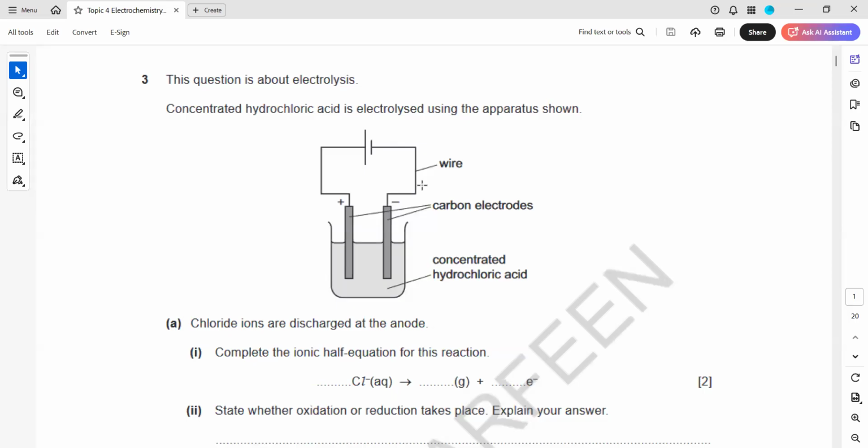So this is a classified topic 4 questions related to topic 4. You don't find too many questions from this topic, the electrolysis. So the first one, this question is about the electrolysis of concentrated hydrochloric acid. So we have hydrochloric acid and we did electrolysis of the hydrochloric acid.